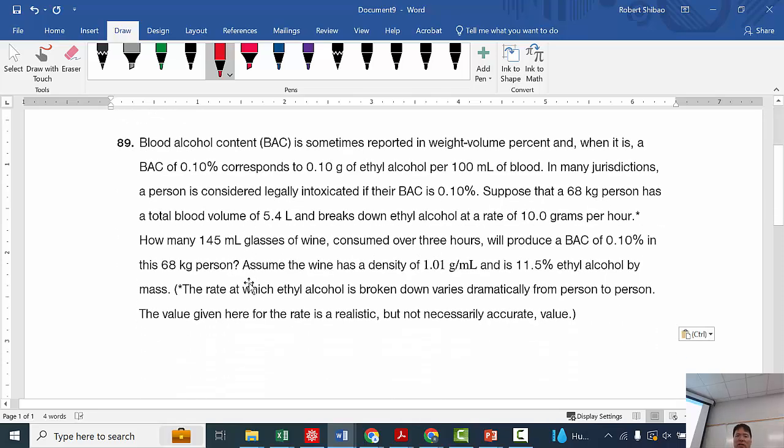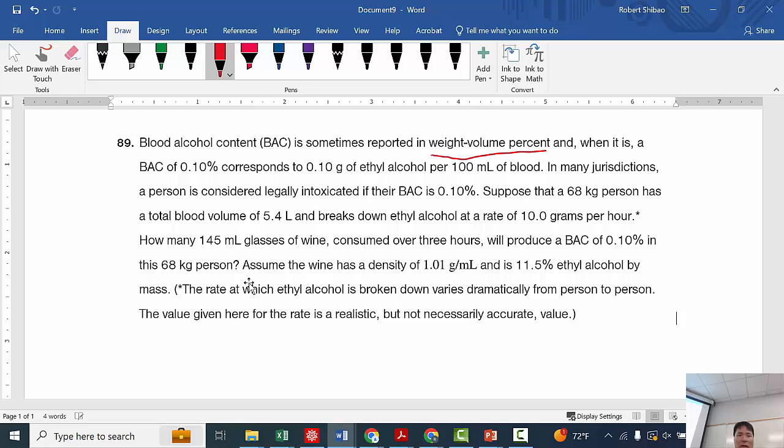All right, so the first thing is we dig out all the information. This is a weight volume percent. If you see 0.10%, how do you write that in fractional form? 0.10 per 100. But now we have to include the units. If you don't include the units, you're going to be in trouble. But they give us a hint here. It's going to be 0.10 grams of ethyl alcohol.